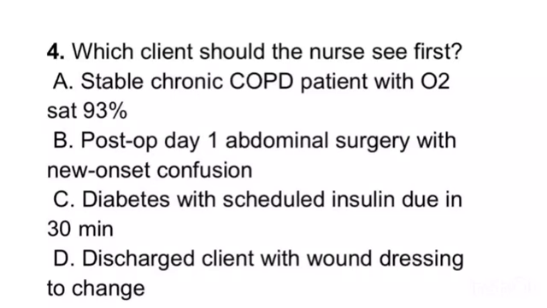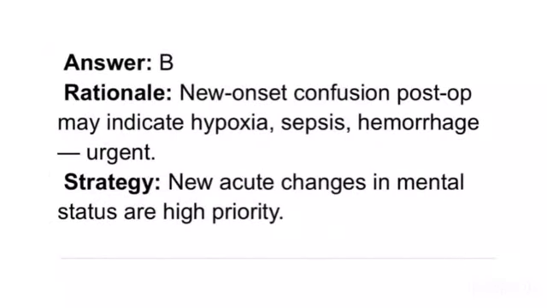4. Which client should the nurse see first? A. Stable chronic COPD patient with O2 sat 93%. B. Post-op day 1 abdominal surgery with new onset confusion. C. Diabetes with scheduled insulin due in 30 minutes. D. Discharged client with wound dressing to change. Answer, B. Rationale, new onset confusion post-op may indicate hypoxia, sepsis, hemorrhage, urgent. Strategy, new acute changes in mental status are high priority.